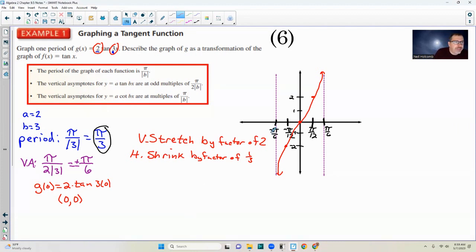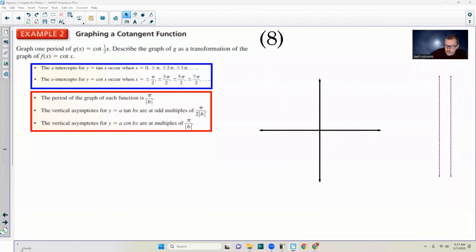And that's how you graph a tangent function. Now try this with example 6 in your exercises, or problem 6 in your exercises.